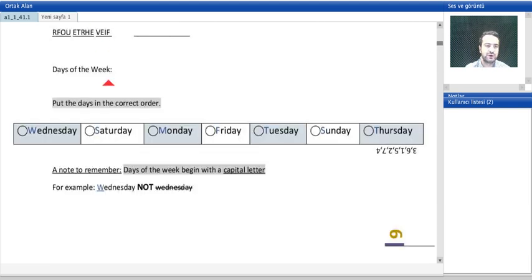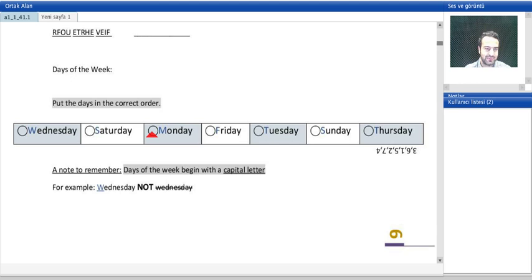After that, we move on to days of the week. So put the days in the correct order, and as you can see, the answer is here, but do your best to find the best order you need for days of the week. And as you can see, Monday is the beginning of the week, and this is your job, and the answers are here, but don't look at them. Try to do it yourselves and put them in the correct order.